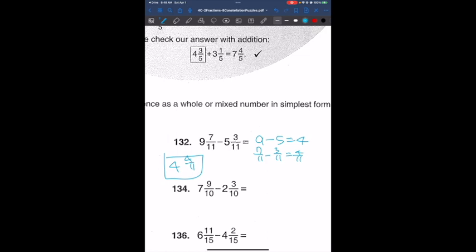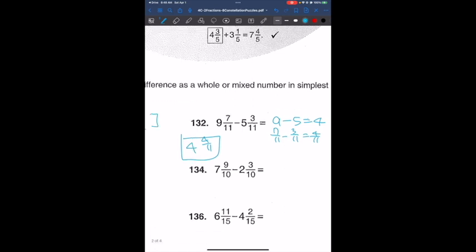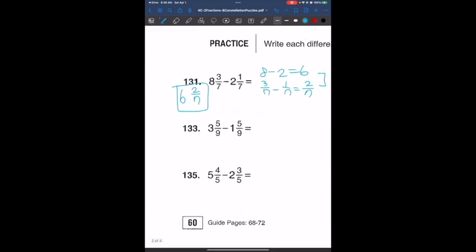Then we have the next problem. So again, we're going to subtract the whole numbers first, and then subtract the fraction, which is 0. So 2 is going to be our answer.